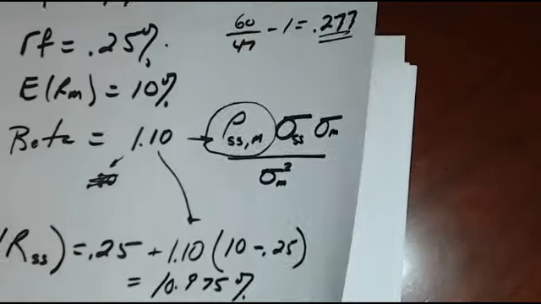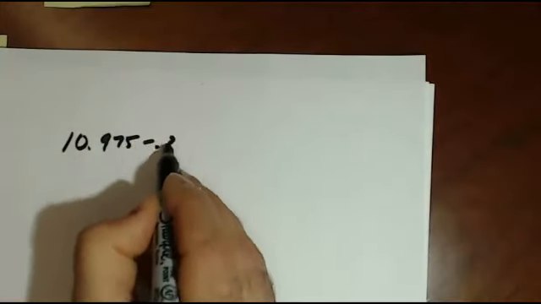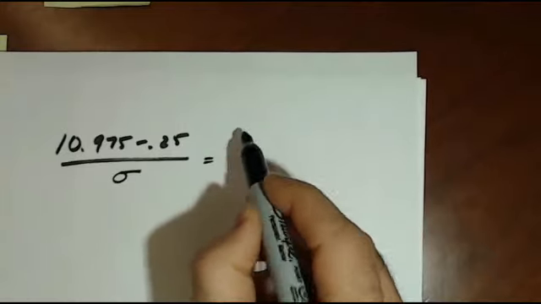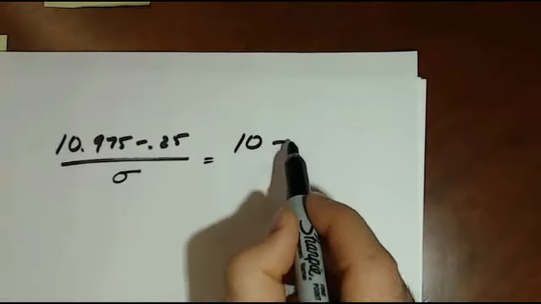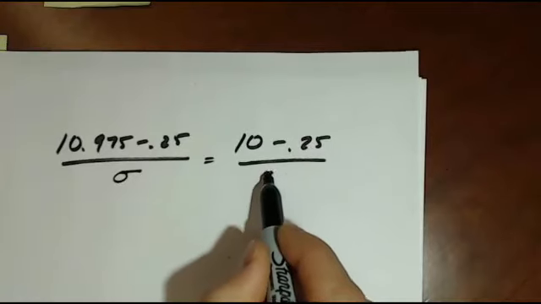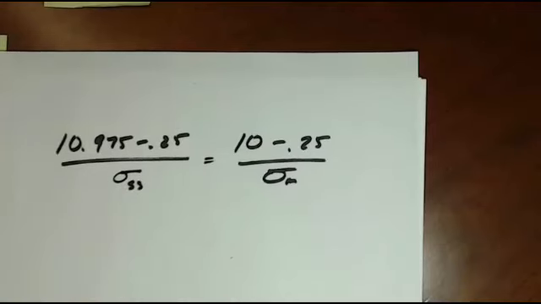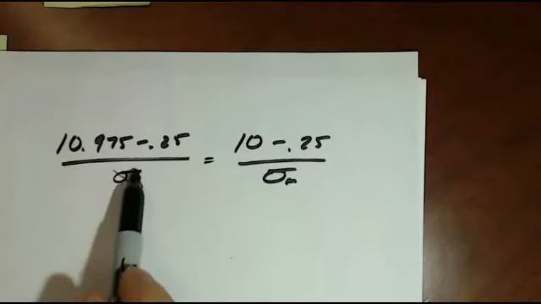We can check to see whether or not things line up mathematically and the Sharpe ratios are all equal. We can do that quite quickly. For Shake Shack, 10.975 minus the 0.25%, that's the risk premium on Shake Shack itself, divided by its standard deviation, sigma. And you could compare this to the market, which was 10% minus 0.25%, the market risk premium, divided by sigma M. But we don't have these two standard deviations here.